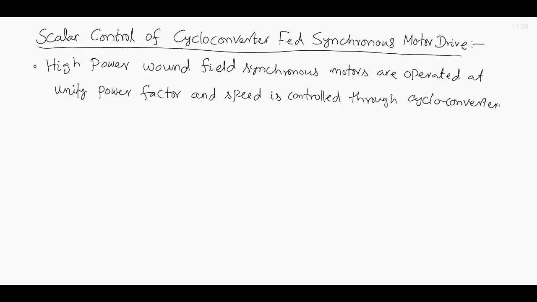High power synchronous motors are also controlled through cycloconverter, because the cycloconverter uses a large number of thyristors. So, when the motor power rating is high, a cycloconverter is used. Further, in a cycloconverter the output frequency is limited to 2/3 of the supply frequency, so it is suitable for low speed and high power applications, and unity power factor is used for wound field synchronous motors. Unity power factor operation of high power cycloconverter fed synchronous motor drives has certain applications.